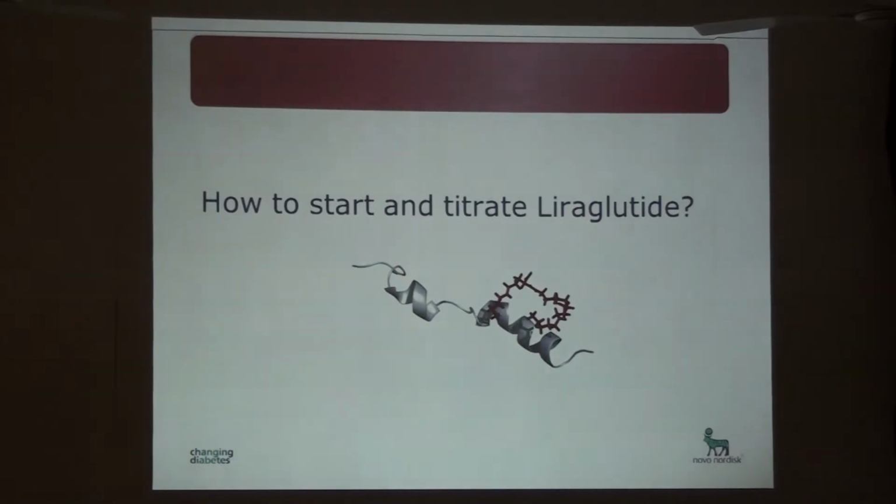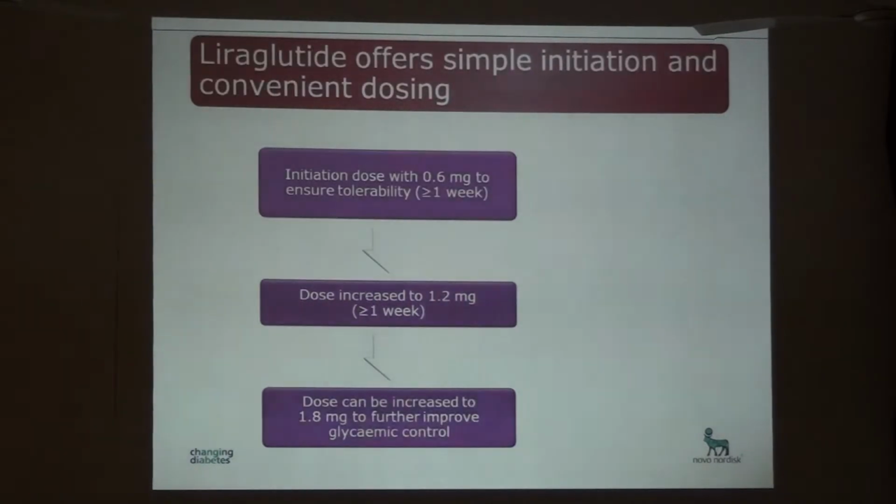The next question which everybody asks or would like to know is how to start and how to titrate liraglutide. The initiation dose of liraglutide is available in a pre-filled pen. You start off with 0.6 mg per day subcutaneously. This is to ensure tolerability. You wait till the patient gets used to the nausea for about 7 to 10 days. Then you up-titrate it to 1.2 mg.